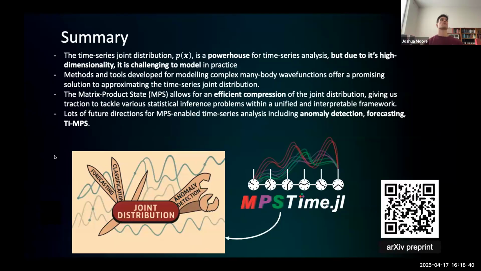And so in summary, the time series joint distribution is a powerhouse for time series analysis. We can formulate a lot of these different problems in a framework where, starting with the joint distribution, we can tackle these problems. Typically, it's difficult to represent or approximate this joint distribution because of its high dimensionality. But using methods from quantum many-body physics, we can tackle this time series joint distribution problem, and it gives us a way to address a lot of these time series analysis problems in the real world. And yeah, I'll leave it at that.